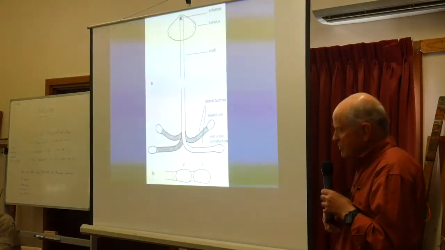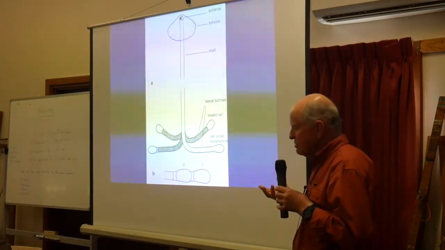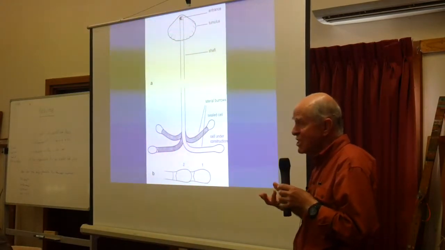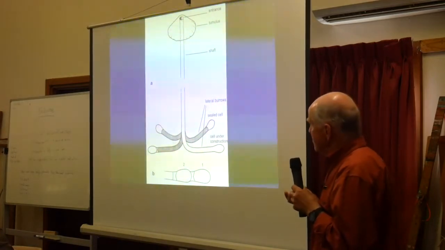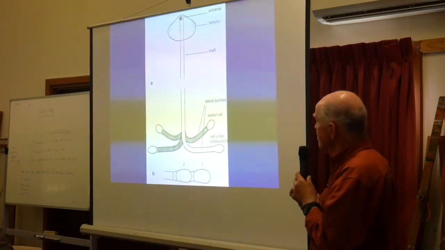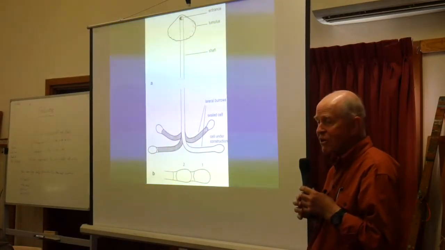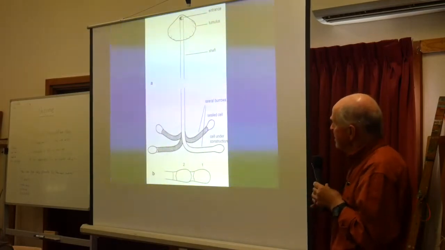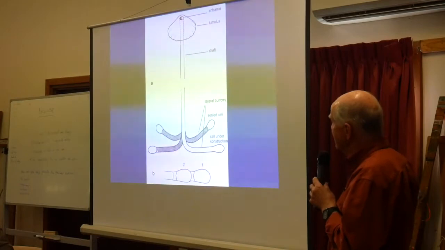Now, the ancestral bee had much the same sort of nesting habits as the wasp that led to it, and that was a ground nest. So this diagram shows you just a basic outline, a very simplified diagram of a bee nest and a ground burrowing bee nest.